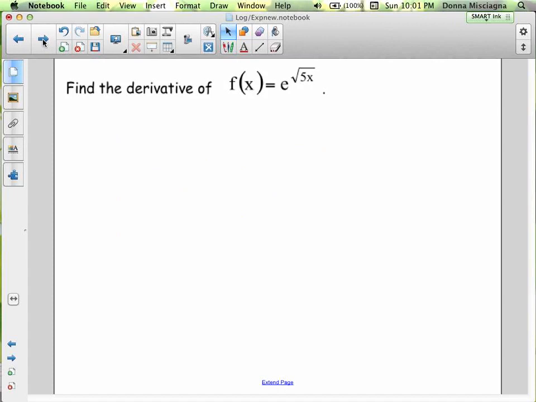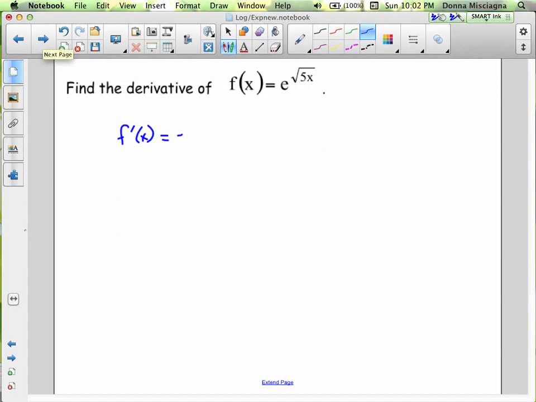All right, so we want to find the derivative of f of x equals e to the square root of 5x. That's going to be an exact copy, and I'll leave it just the way it is. But when we go to take the derivative of that exponent, we're going to rewrite it as a rational exponent. So f prime of x is going to be e to the square root of 5x times the derivative of 5x to the 1/2 power. So that would be equal to e to the square root of 5x times the derivative of 5x to the 1/2. All right, this is a chain rule.